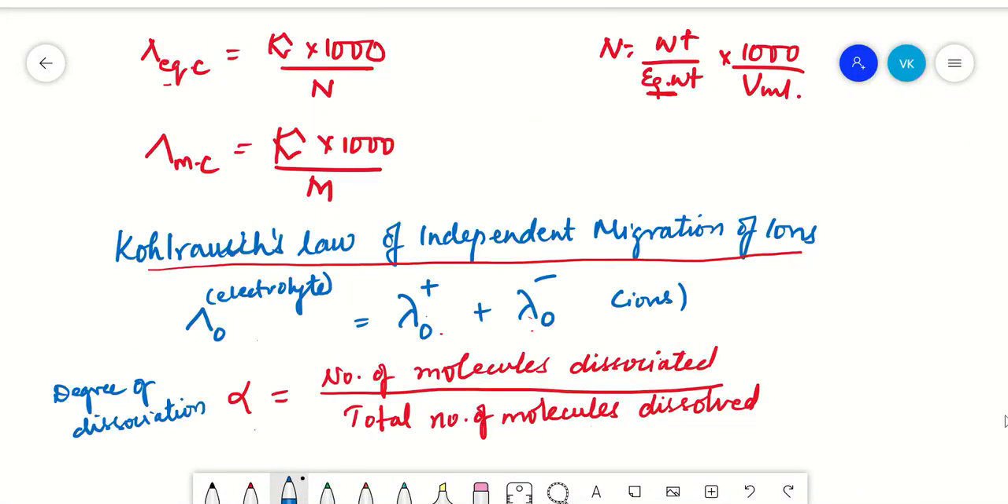And then the last equations are your equivalent conductance and your molar conductivity in your Kohlrausch law. These two are also very important formulas. Equivalent conductivity is defined as the conducting power of all the ions produced per 1 gram equivalent weight of an electrolyte in a solution. Why are we saying 1 gram equivalent weight? Normality is taken as weight by equivalent weight into 1000 by V ml, right? So kappa into 1000 by N will give you your lambda. You can call this lambda equivalent conductivity.